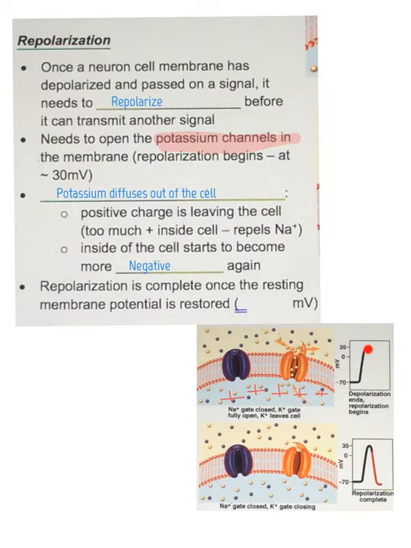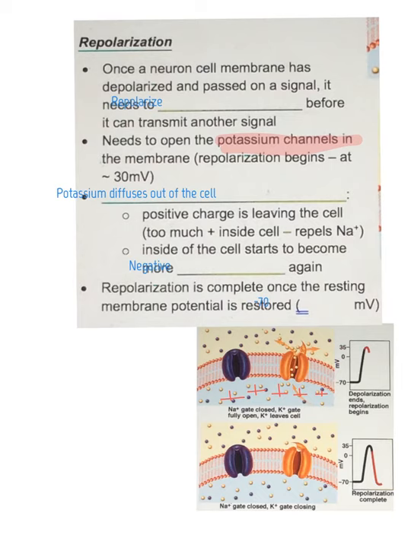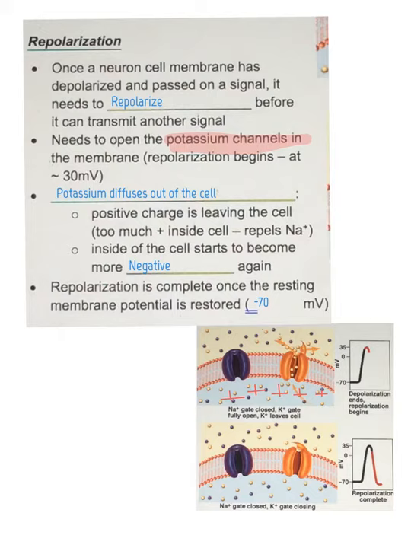So at about 30 millivolts here, this is where we're going to get before repolarization is going to start. So it allows it to get all the way up to here. It becomes really positive on the inside, and then eventually it's going to start to repolarize because it doesn't want to stay in that positive state. So potassium diffuses out of the cell, and then the inside becomes negative again. And as always, our resting membrane potential is negative 70 millivolts. Once it gets to that negative 70 millivolts, then it's happy, and that's when repolarization is complete. Once repolarization is complete, we're back down to that resting membrane potential.